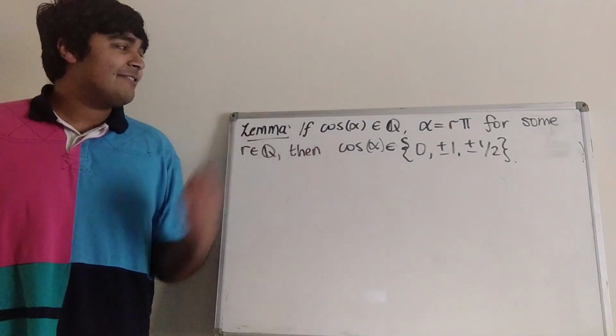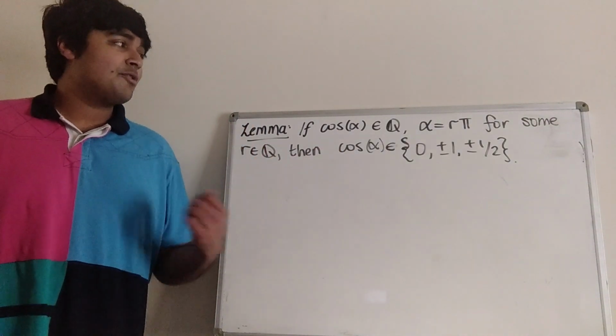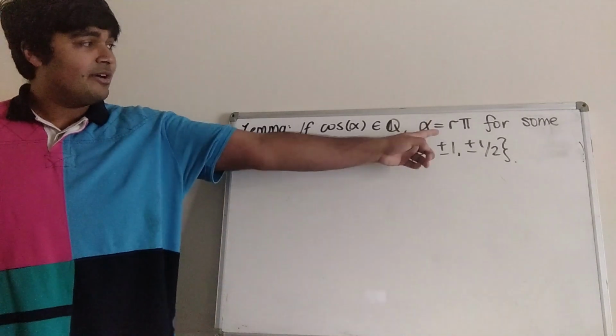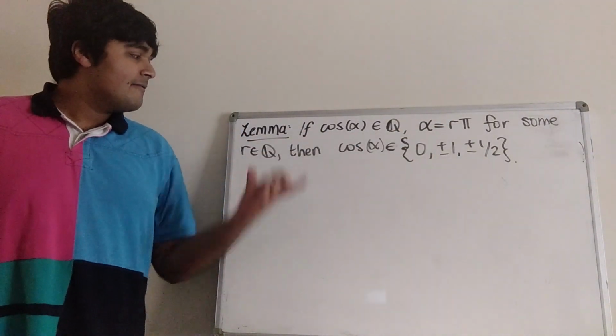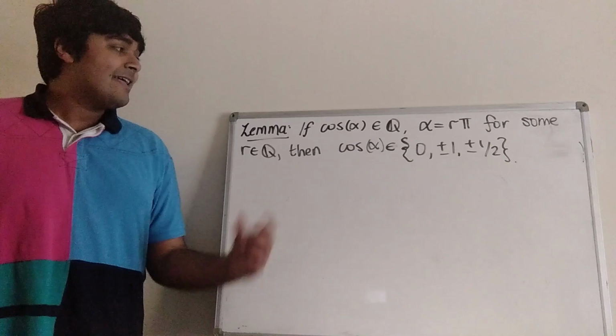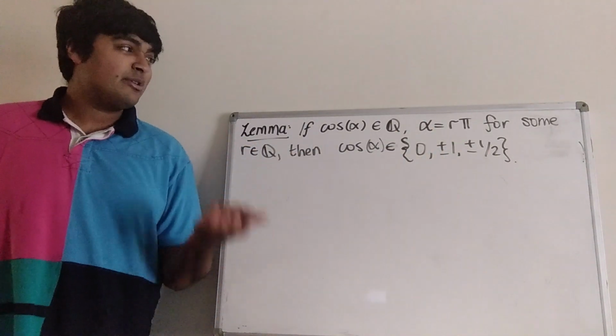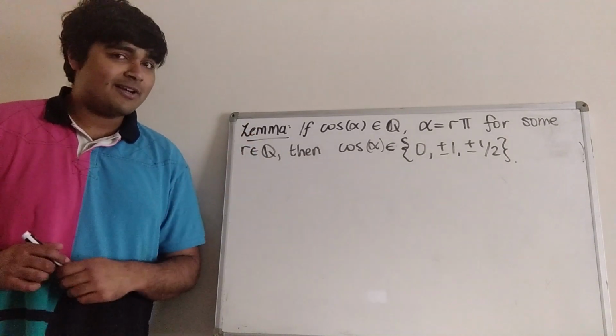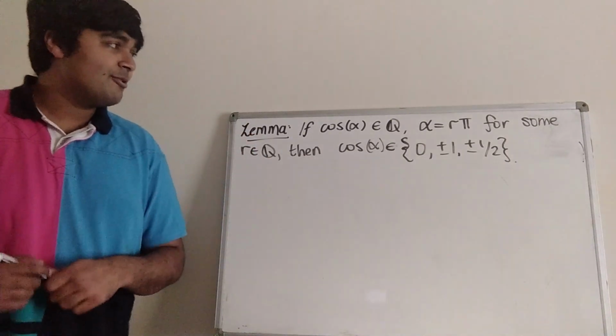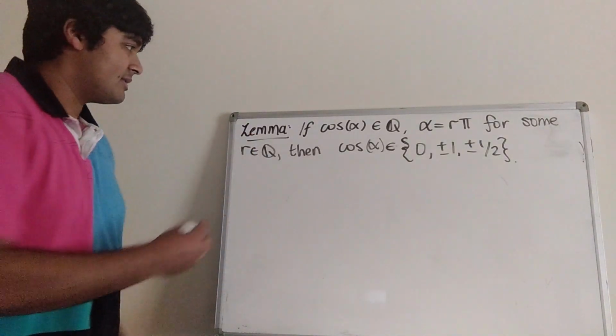This lemma says that if we have cosine of alpha being a rational number, and alpha equals r times pi for some rational number r, then cosine of alpha must be one of these values here: 0, plus or minus 1, or plus or minus a half. Okay, so let's prove this, and we're going to use the lemma we just proved.